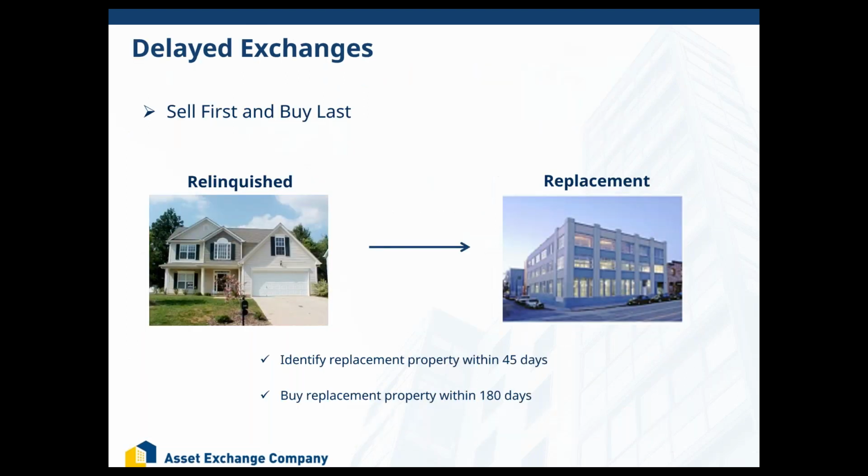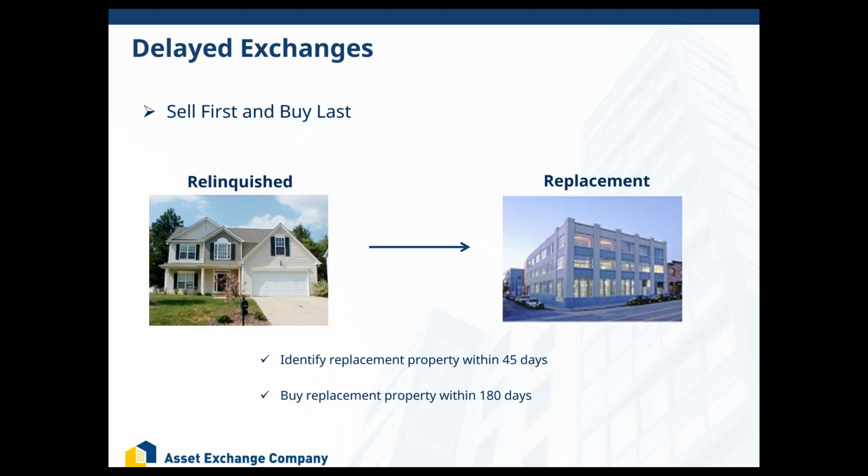Now, there's a few different types of exchanges. The most common type is referred to as a delayed exchange. That's everything that we've talked about today, folks. That's where you sell first. So you sell your relinquished property first. Clock starts ticking, right? 45 days to identify, and you need to purchase your replacement property last.